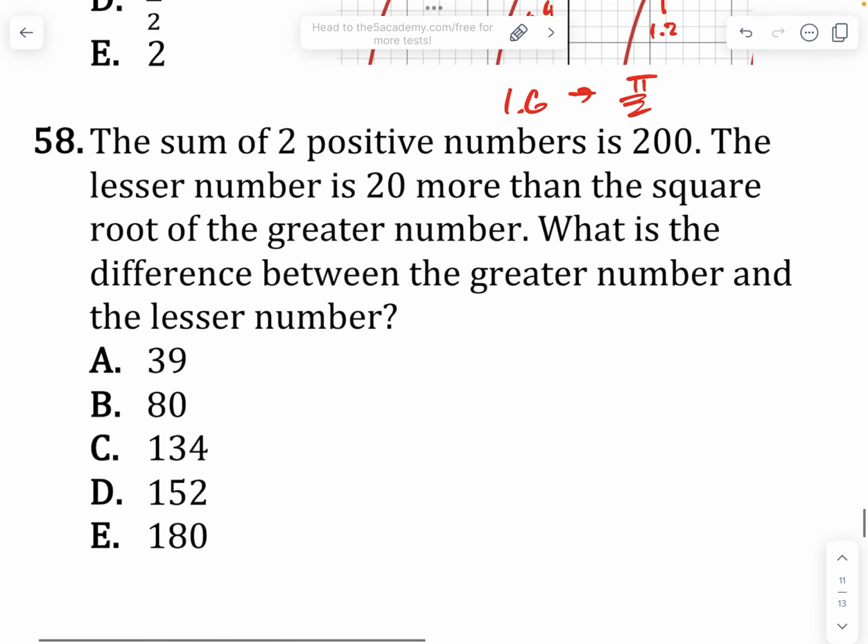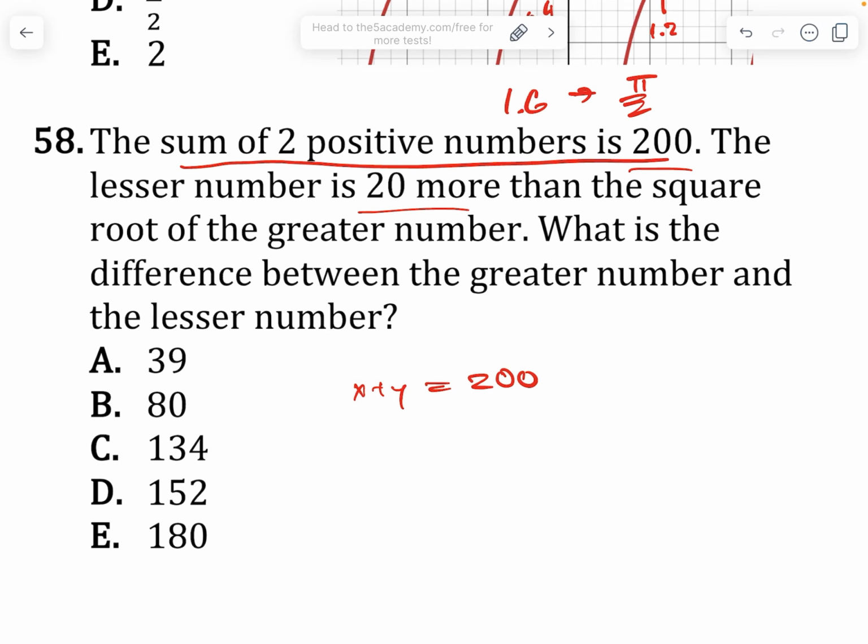The sum of two positive numbers is 200. The lesser number is 20 more than the square root of the greater number. What is the difference between the greater number and the lesser number? Okay, let's just take this piece by piece. Sum of two positive numbers is 200. So let's say two positive numbers, x plus y, their sum is 200. The lesser number is 20 more than the square root of the greater number. Let's say x is the lesser number.